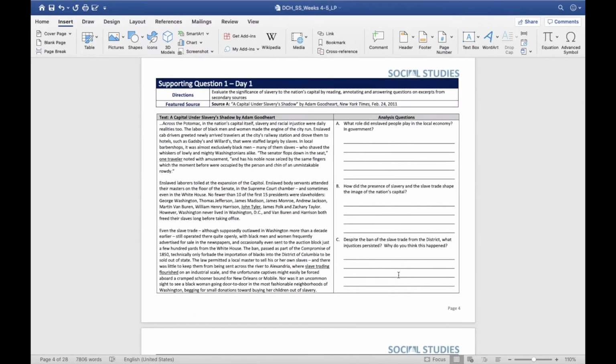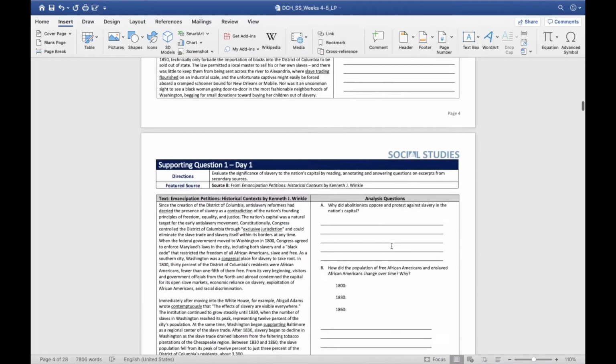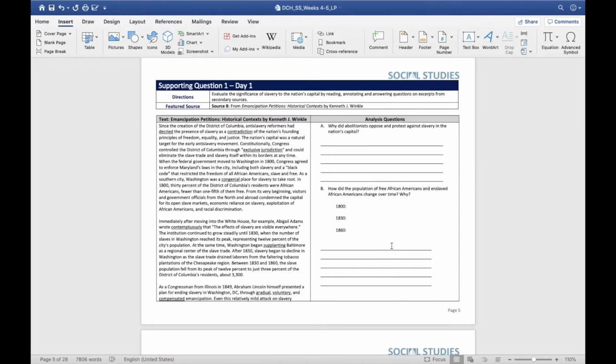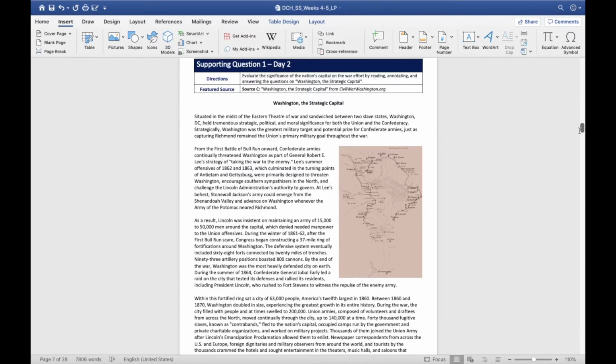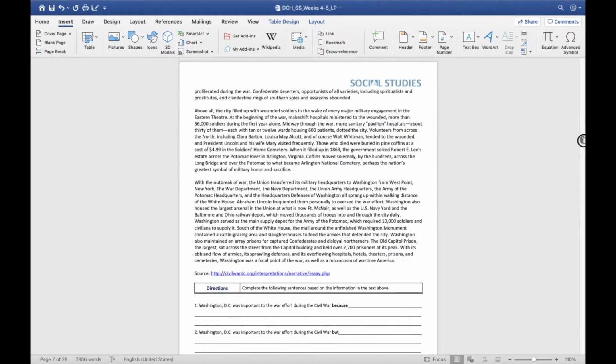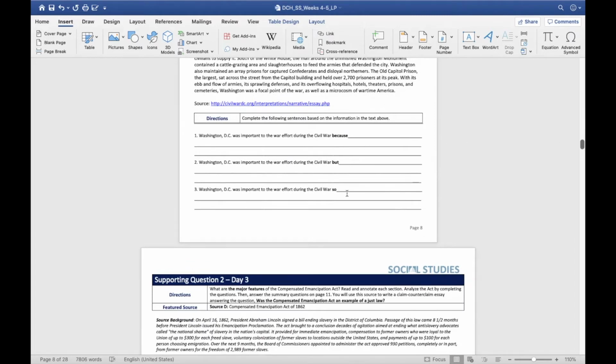Here you're going to look at source A, and you're going to evaluate the significance of slavery in the nation's capital by reading and annotating and answering questions. Here you have source B. You also are going to evaluate the significance of slavery to the nation's capital by reading, annotating, and answering questions. Source C. You are going to evaluate the significance of the nation's capital on the war effort by reading, annotating, and answering questions. And you will complete the because, but, so sentences.